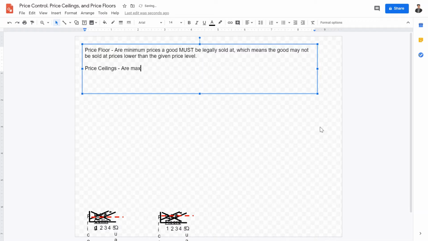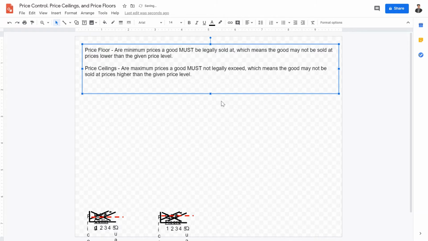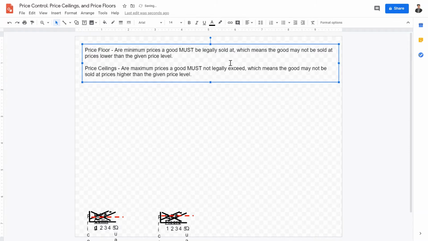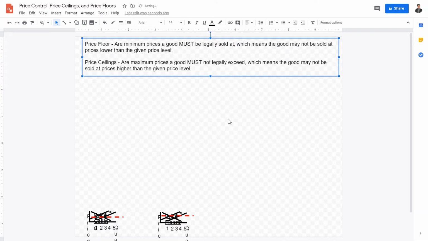So price ceilings are maximum prices a good must not legally exceed, which means the good may not be sold at prices higher than the given price level. What are some examples of price ceilings? A very common one is gasoline. Governments put limits on the maximum price for gasoline in order to ensure that consumers are not ripped off and that the interests of consumers are actually met.